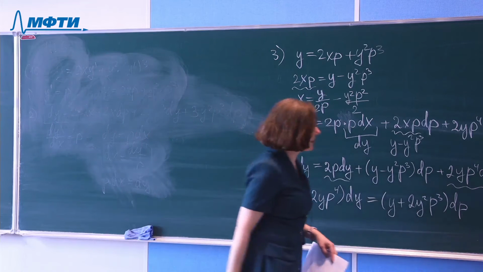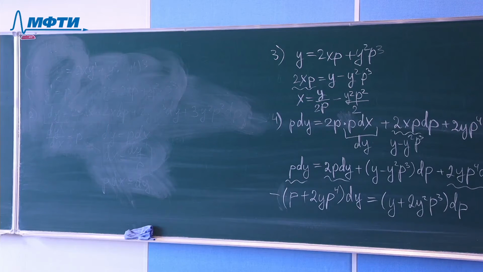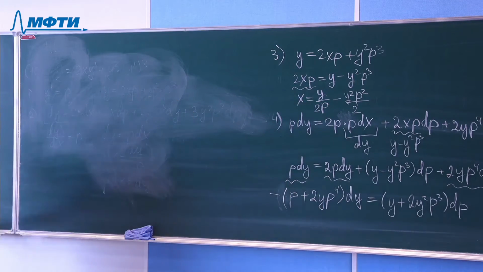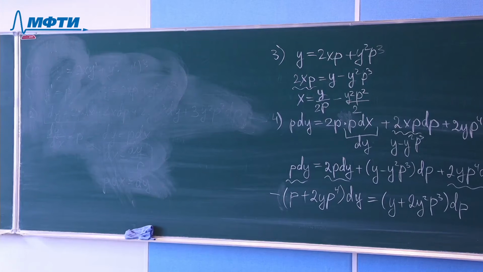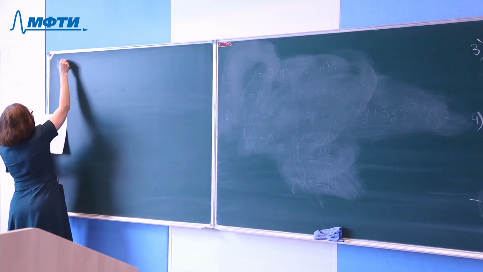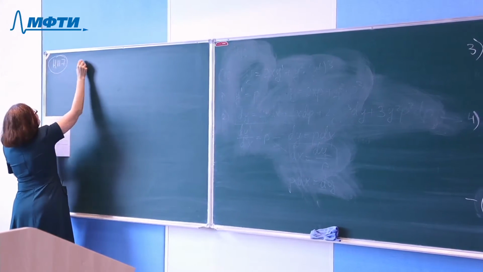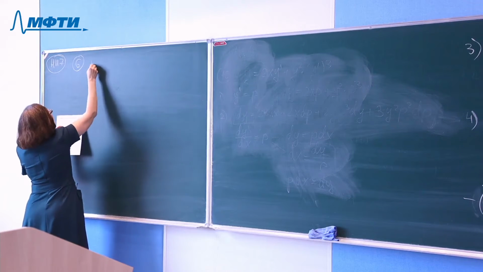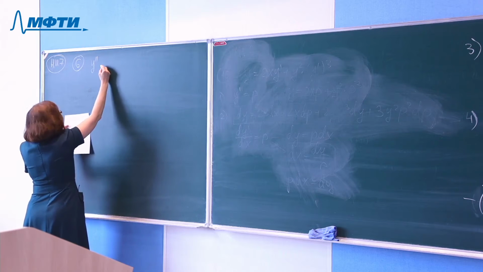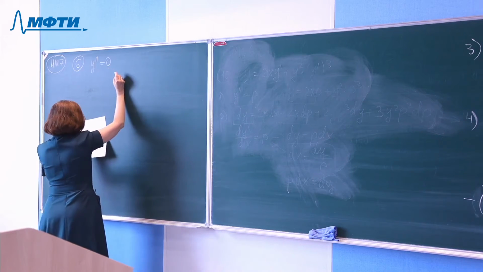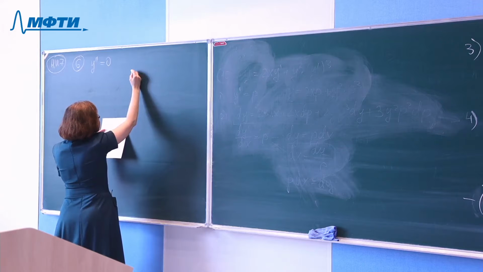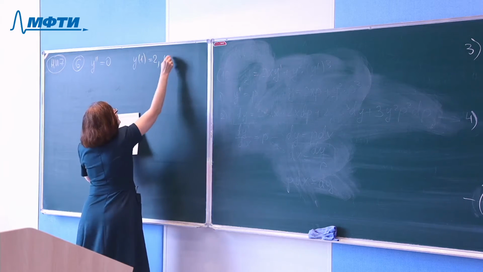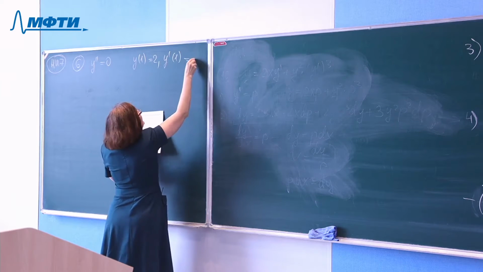It's not so difficult, but it's strange a little bit. I will start with this part of the blackboard. So, homework 7, task number 6. Find a particular solution of the differential equation y double prime equals 0, which satisfies the initial conditions. Y of 1 equals 2 and y prime of 1 equals negative 1.